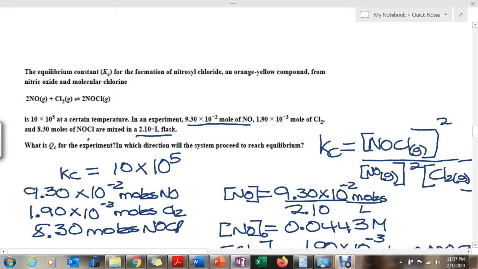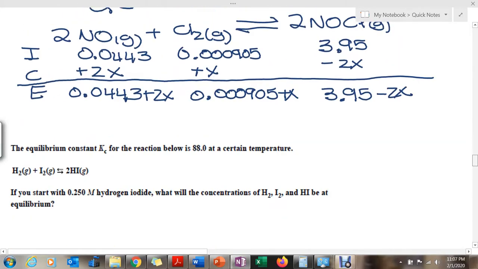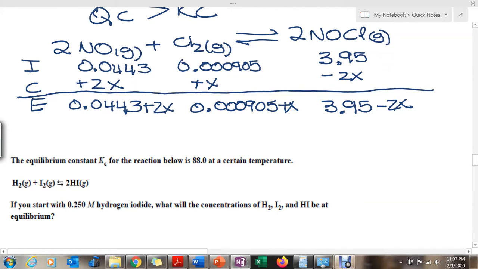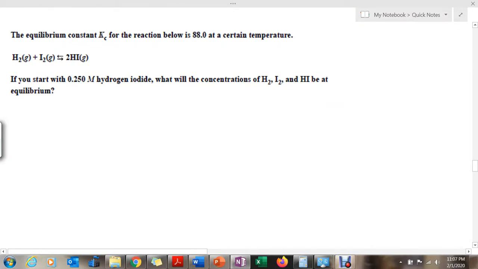Why? Because look at this equilibrium constant, 10 to the fifth. There's no way you can drop an x here. It has to be very small, from 10 to the minus 5 down, including 10 to the minus 4 and smaller. But okay, so let's do the next one now.